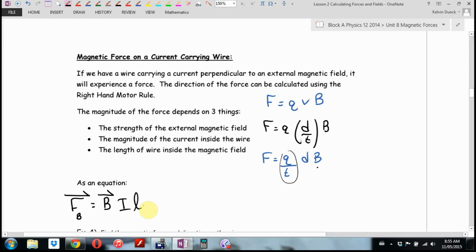F equals BIL. See it popping out? There's the B, there's the I, and there's the L, the length of the wire. Oh, except all three of these have to be at right angles. It has to be current this way, fingers this way, palm that way. Or current this way, fingers this way, palm that way. All three have to be at right angles to each other.